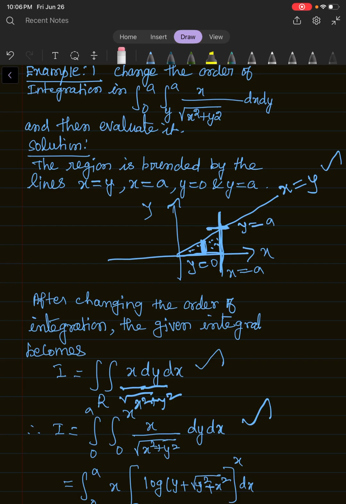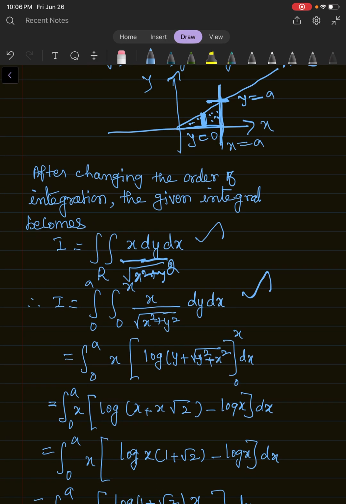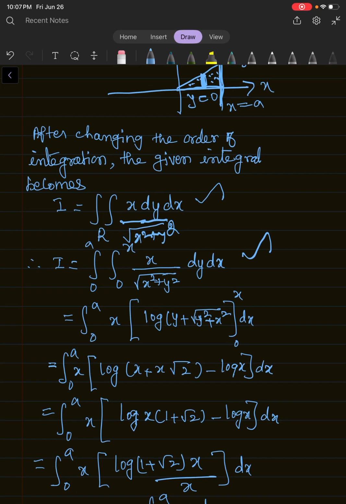So after changing the order of integration, the above integral becomes double integral x divided by square root of x square plus y square, dy dx. We are going to integrate the function with respect to y first. Therefore, we are getting log of y plus square root of y square plus x square. The limit is from 0 to x.